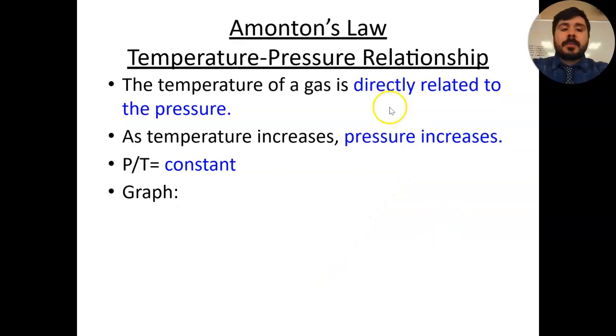Now, the last of the three is known as Amontons' law. This relationship is specific to temperature and pressure. We've talked about pressure and volume, and temperature and volume. Now we have to talk about temperature and pressure. The temperature of a gas is also directly related to the pressure. So as temperature increases, pressure is going to increase.